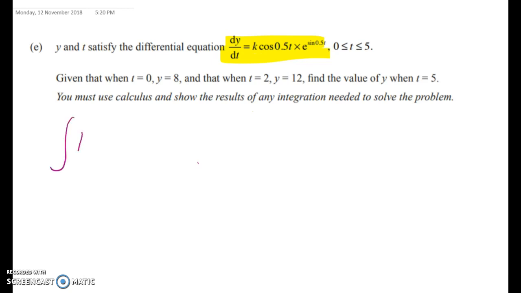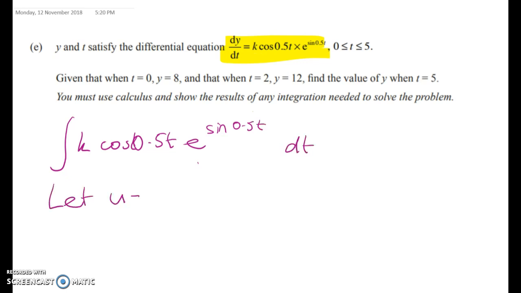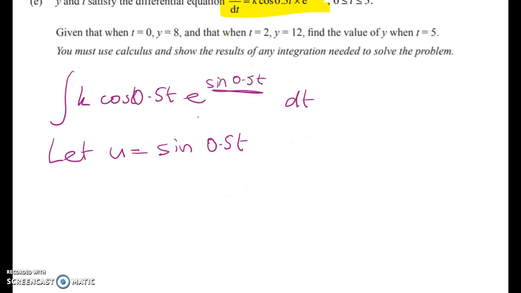So what I'm going to do here is try to find this integral. But instead of doing it by inspection, we're going to do it like this. Let u equal this thing here. So u is equal to sine of 0.5t. And now what I want to do is replace everything. Instead of having t in it, I want it to have u in it. But k is fine because that's just a constant.